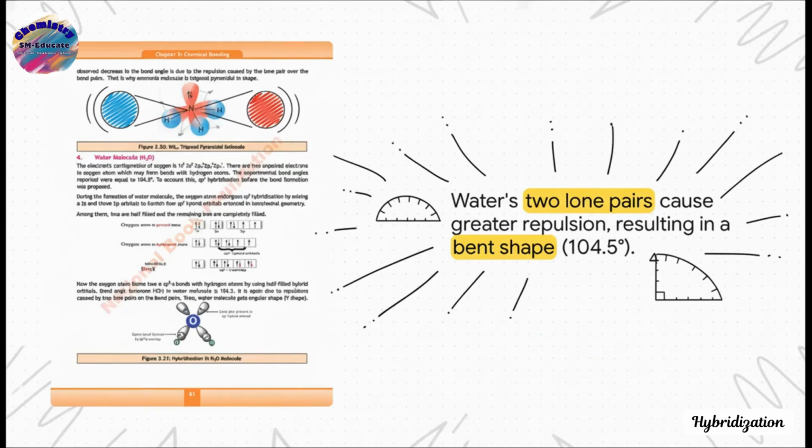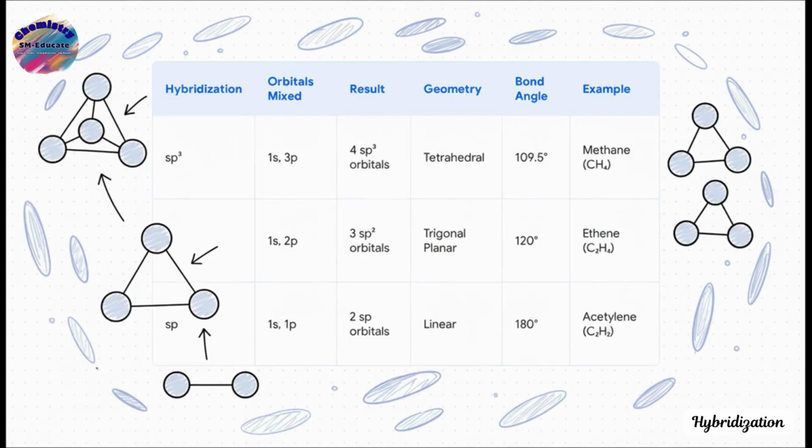Oxygen also uses sp3 hybridization, but it has 2 lone pairs. So these 2 big electron-rich orbitals create even more repulsion, pushing those poor hydrogen atoms even closer together and creating that iconic, life-giving bent shape with an angle of 104.5 degrees. It's amazing. So, to bring it all together really fast, here's a recap of the 3 main recipes.